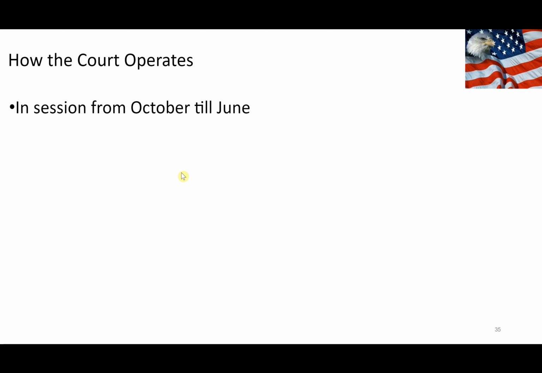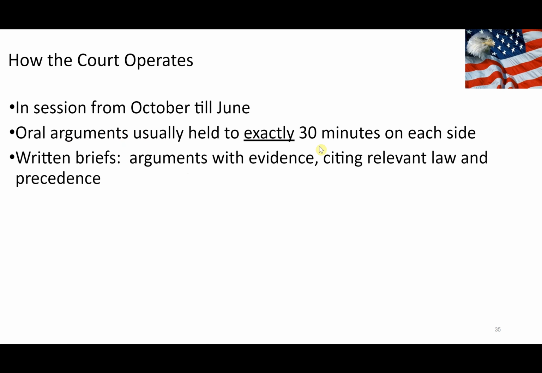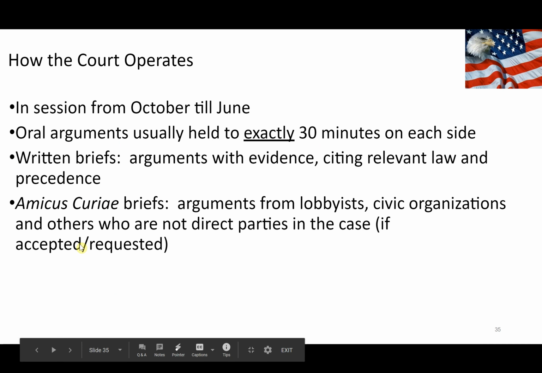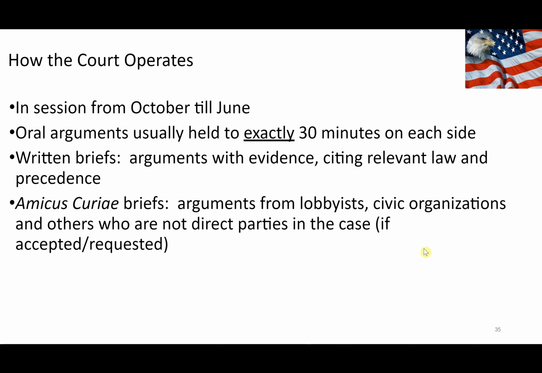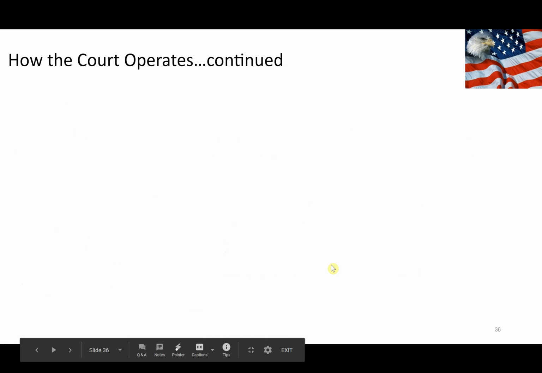The court is usually in session from October till June. Oral arguments are usually held to exactly 30 minutes on each side. Each side can also submit written briefs, which are arguments with evidence citing relevant law and precedents. Other briefs can also be submitted if accepted or requested. These are known as amicus curiae briefs. They are usually arguments from lobbyists, civic organizations, and others who are not direct parties in a case. The Solicitor General represents the government's case to the Supreme Court.